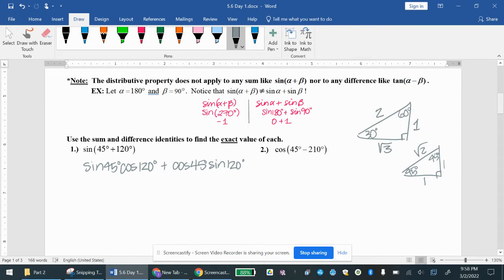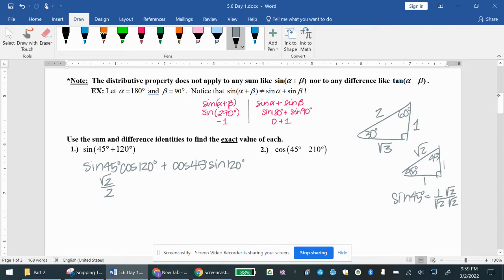Using your knowledge of special angles and reference angles, sine of 45 degrees is opposite over hypotenuse, which is 1 over root 2. But if you rationalize that, that would be root 2 over 2. And remember that 45 degrees is in quadrant 1, so sine is positive in quadrant 1. Again, I'm going to write it on the side here: sine of 45 is opposite over hypotenuse, but if you rationalize it, you get root 2 over 2.